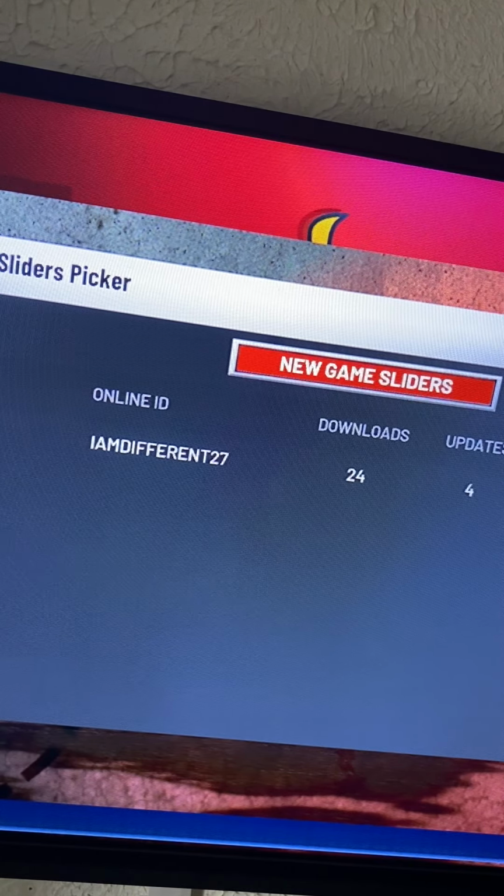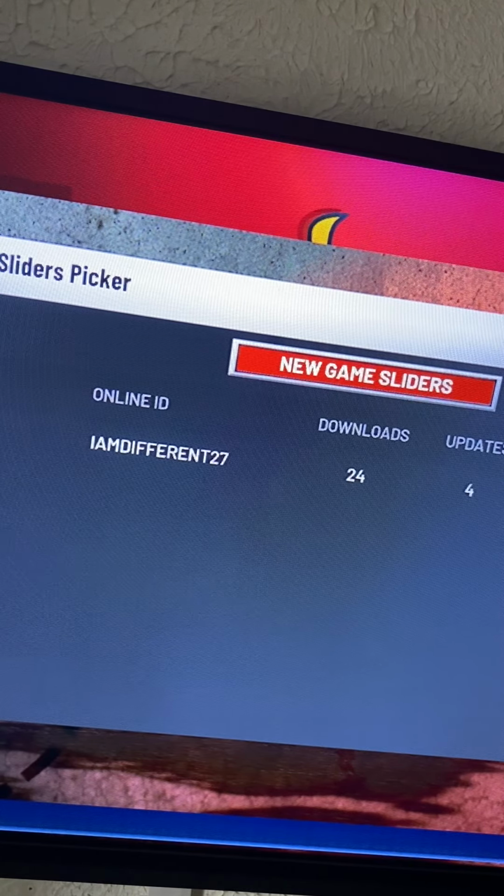Now we know glitches are going to occur every now and then in the game. But I just feel like glitches should not occur every one or two minutes or so, or they're just stupid stuff. So I just want to walk y'all through this. This is actually my slider set. This is my name. So if you want to use this slider set, I'm telling you, you're gonna have a terrific experience. I've updated it four times.